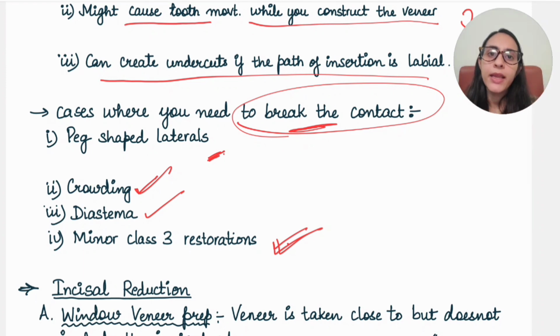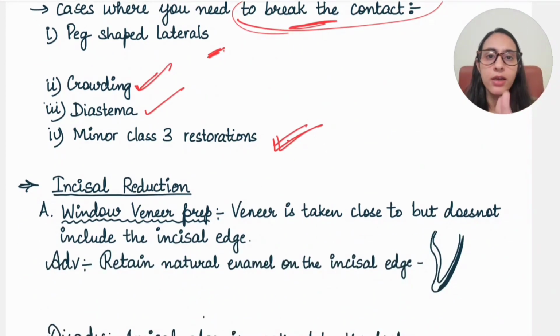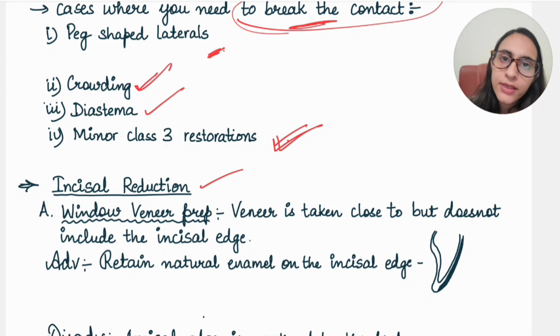That means we are not separating the two teeth. There is no gap between two teeth. The tooth remains intact proximally. That means the contact point is not broken. So coming to the incisal reduction, now we have different scenarios. Either we cover the incisal edge, or we do not cover the incisal edge. So based on that, we have different kinds of designs of the tooth preparation.